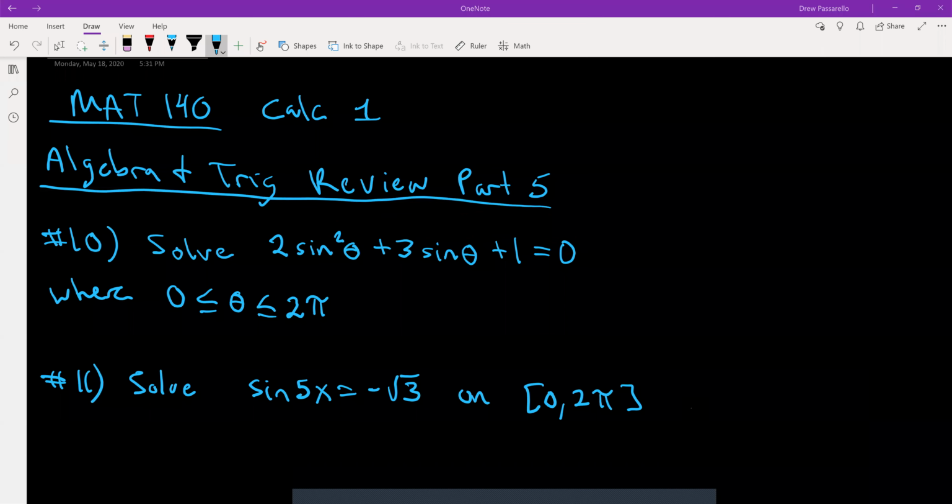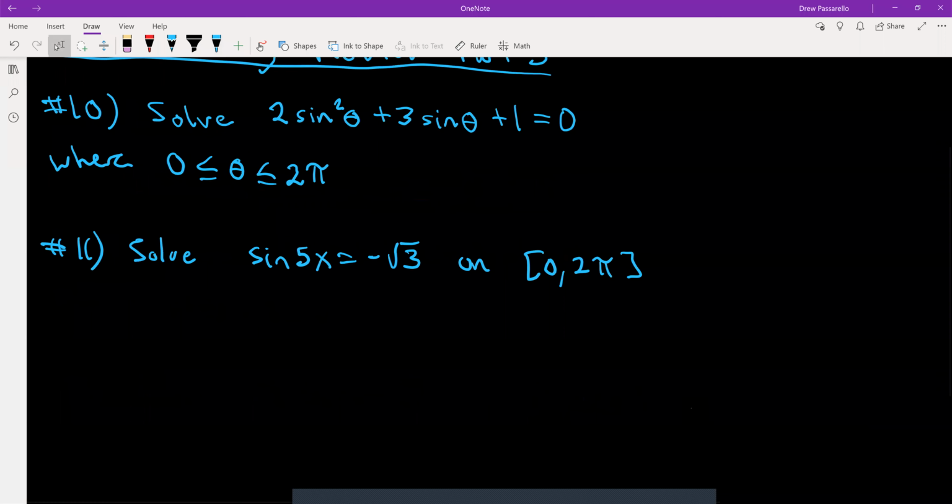So this is part 5 to the algebra and trig review problems. I figured I would continue where I left off last time, just doing some more trig problems.